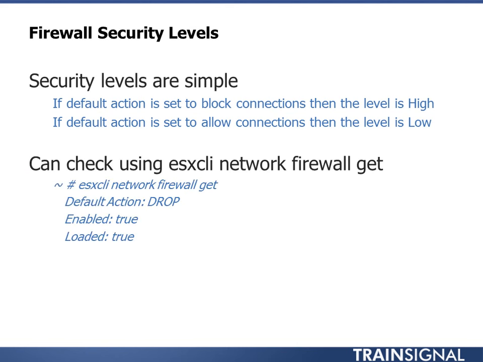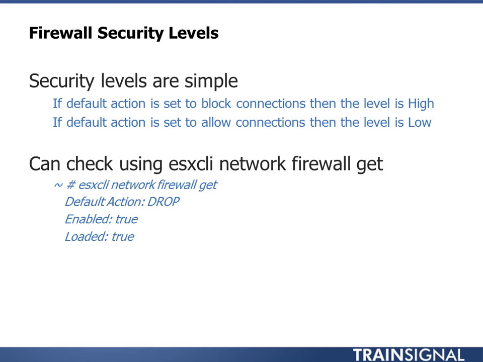But here's how it works. If the default action is set to block, then the level is high, which is the default. If the default action is to allow, then the level is low. If you set it to allow, you would then go in and block things you didn't want. By default, you have to open things you do want. So you can basically check this by doing esxcli network firewall get, and it gives you the default action. The medium setting used to be, I think, inbound was blocked and outbound was allowed by default. But we don't have that option anymore. It's just the way it is.